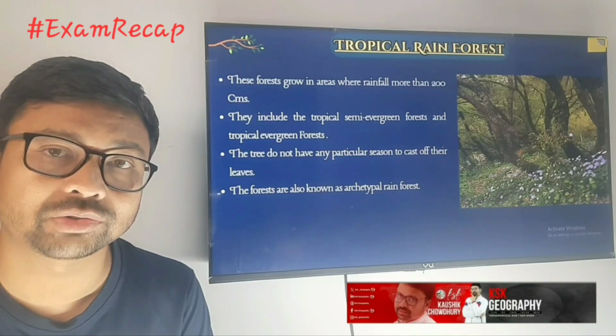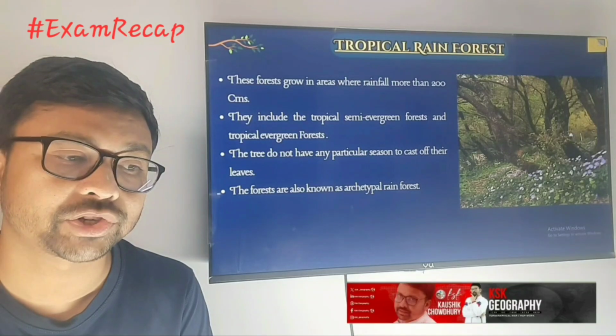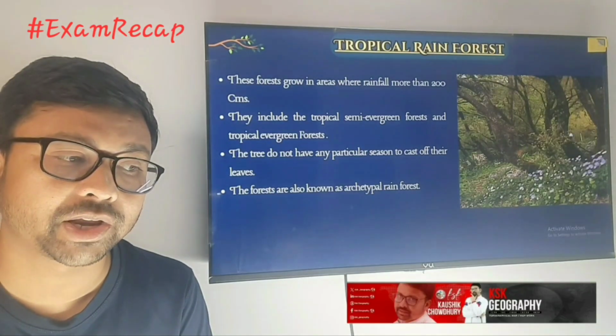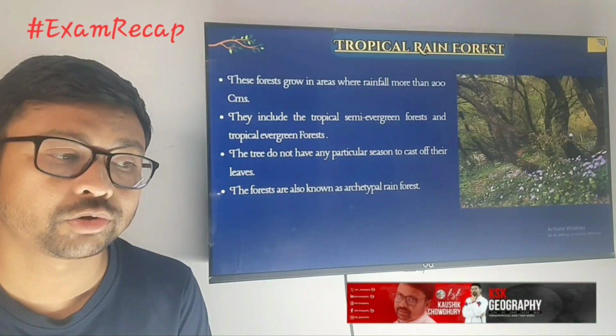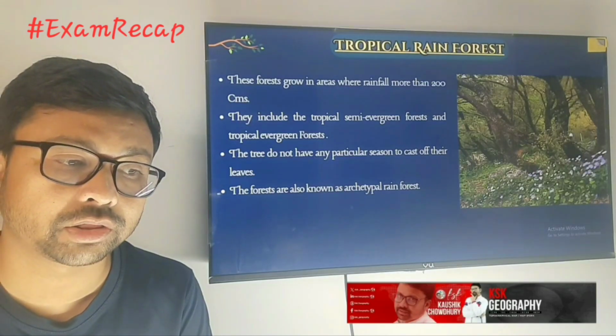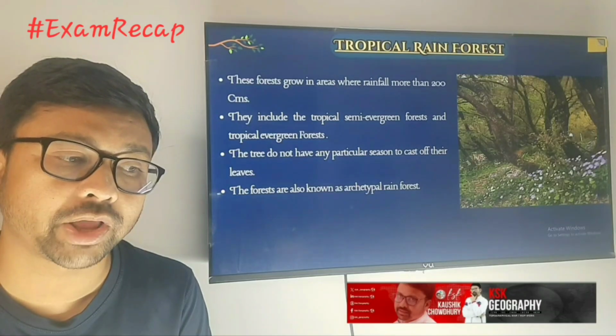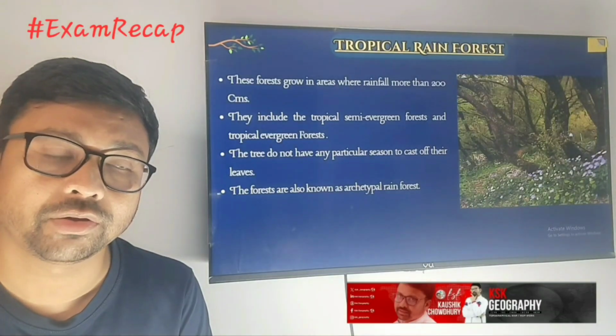So throughout the year the trees remain green as they shed their leaves partially. That's why it is called evergreen vegetation. And these trees do not have any particular season for the loss of their leaves. And the forests are also known as the equatorial forests.